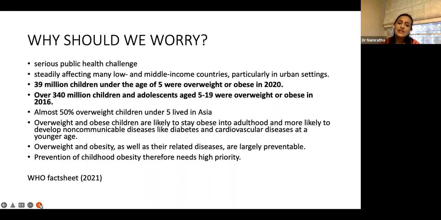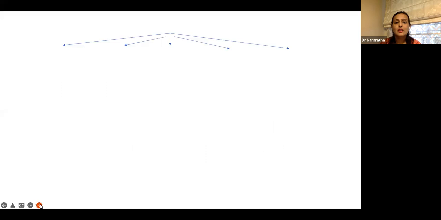As we all know, these children are likely to stay obese into adulthood, and they're going to develop non-communicable diseases like diabetes or cardiovascular diseases at a much younger age than their older generations. But the silver lining to all this is that overweight and obesity, as well as the related diseases, are largely preventable. And prevention of childhood obesity, therefore, needs to be on the high priority list.